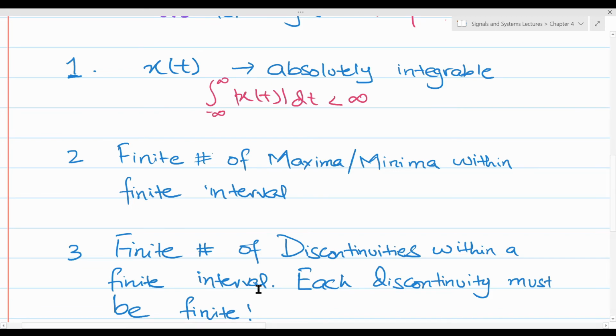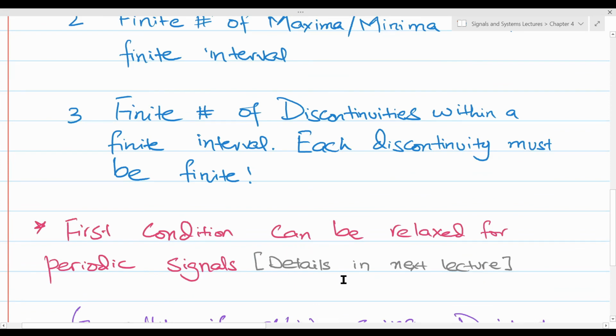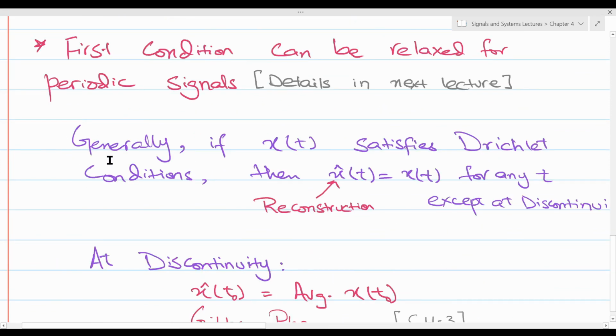However, for the periodic signals, the first condition can be relaxed. For example, if there is a sine wave, a periodic sine wave that runs from minus infinity to infinity, the first condition will be violated. However, we shall see that the Fourier transform of that periodic signal will exist. Again, more details in this regard will be covered in the next lecture. So generally speaking, we discussed that if the signal satisfies Dirichlet conditions, then the reconstruction from Fourier transform will be equal to the original signal for any t except at discontinuities. So what about discontinuities?